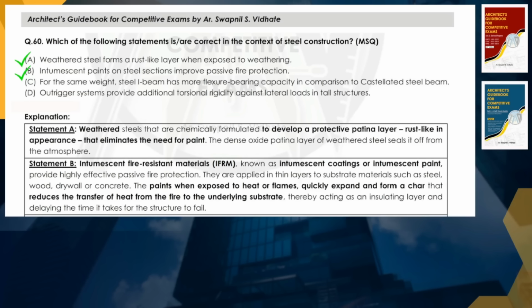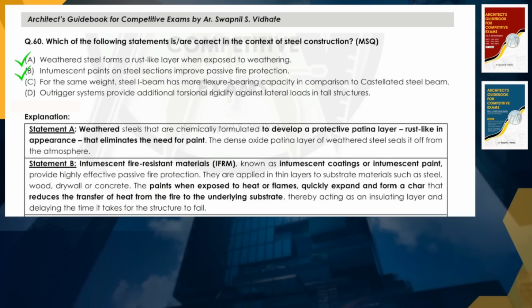Now, intumescent fire resistant materials, IFRM, known as intumescent coatings or intumescent paint, provide highly effective passive fire protection to steel as well as timber members. They are applied in thin layers to substrate materials such as steel, wood, drywall, or concrete. The paints, when exposed to heat or flames, quickly expand or form a char that reduces the transfer of heat from the fire to the underlying substrate, thereby acting as an insulating layer and delaying the time it takes for the structure to fail.